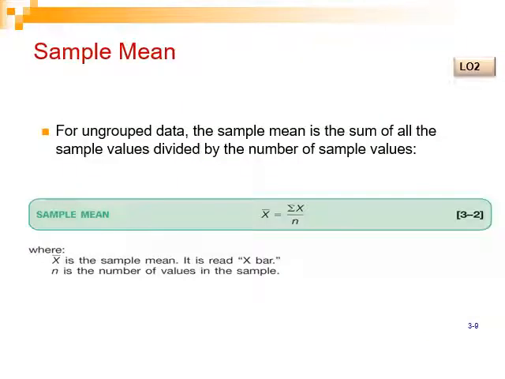Now let's move to the sample mean. The formula for the sample mean is the same as for the population mean, but the notation differs, because in the population mean we denote the mean by mu, but in the sample mean we denote it by x bar. So x bar is the sample mean and a small n is the number of values in the sample. For ungrouped data, the sample mean equals the summation of all the sample values divided by the number of sample values, denoted by x.